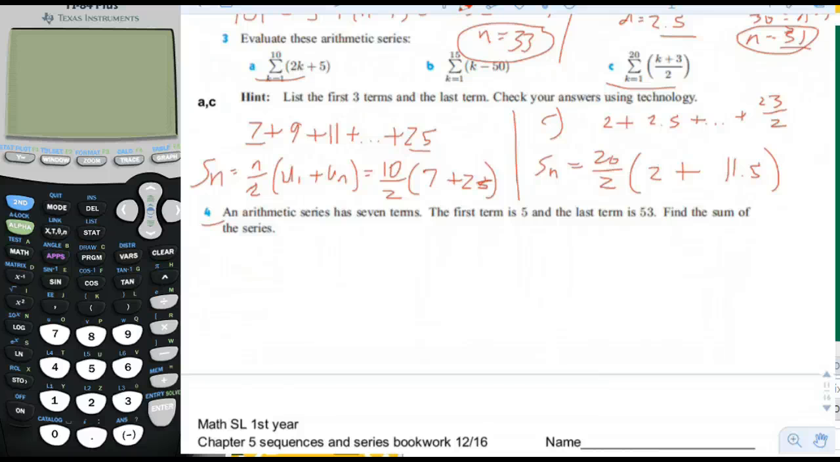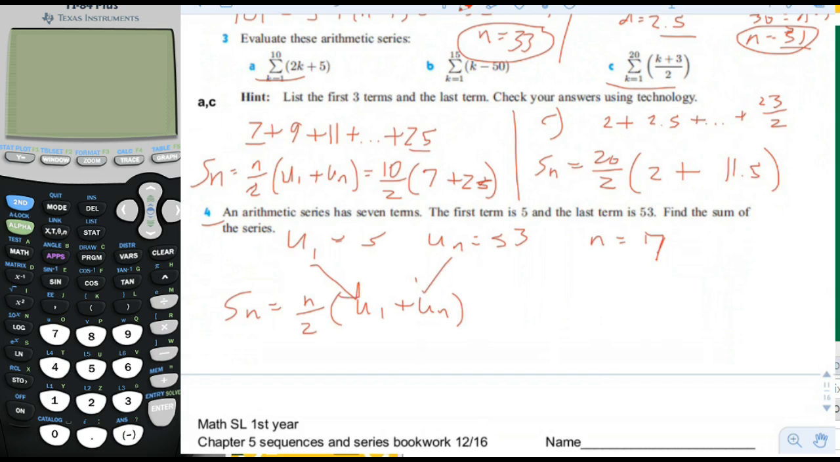Number 4. An arithmetic series has 7 terms. The first term is 5, the last term is 53. U1 equals 5, UN equals 53, n is equal to 7. Find the sum of the series. Okay, so we pretty much know everything we need, right? So the sum of the series would be n over 2 times u1 plus un, and we have all those. u1 is 5, un is 53, n is 7, so you can solve that with your calculator.